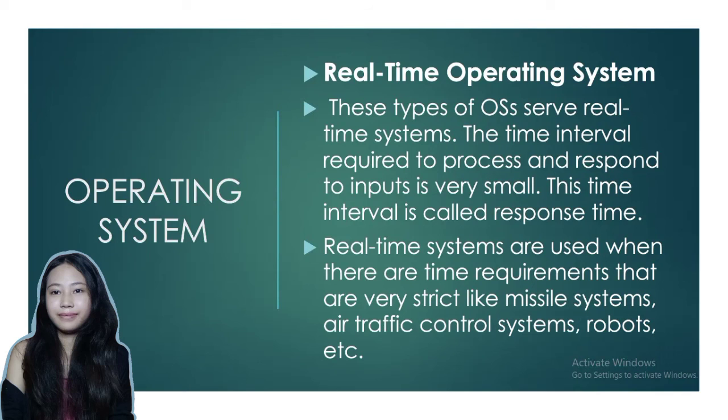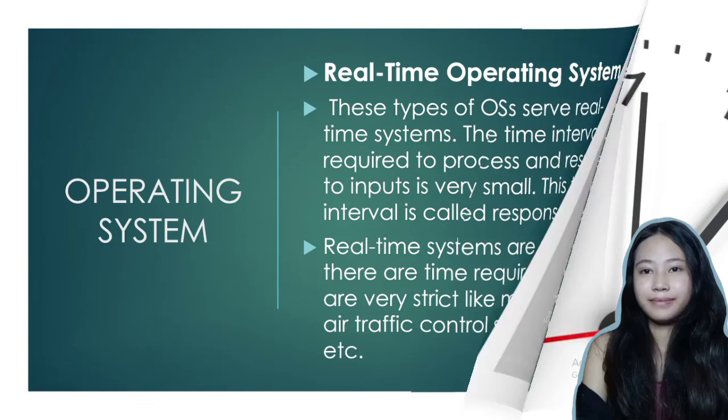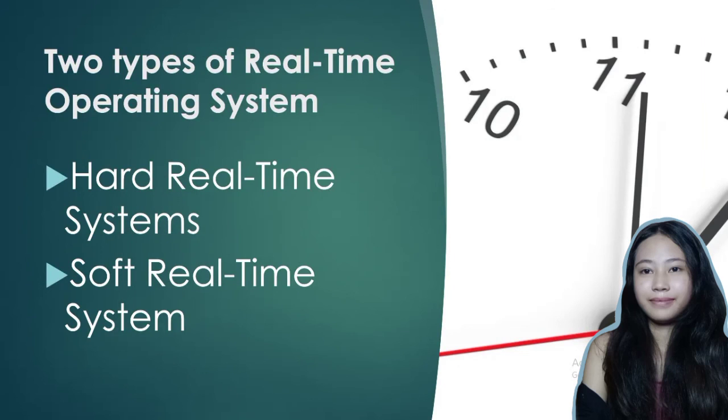Real-time operating system. These types of operating systems serve real-time systems. The time interval required to process and respond to inputs is very small. This time interval is called response time. Real-time systems are used when there are very strict time requirements, like missile systems, air traffic control systems, robots, etc. A real-time system is intended to serve real-time applications that process data as it comes in, without buffering or delay. There are two types of real-time operating system: hard real-time system and soft real-time system.